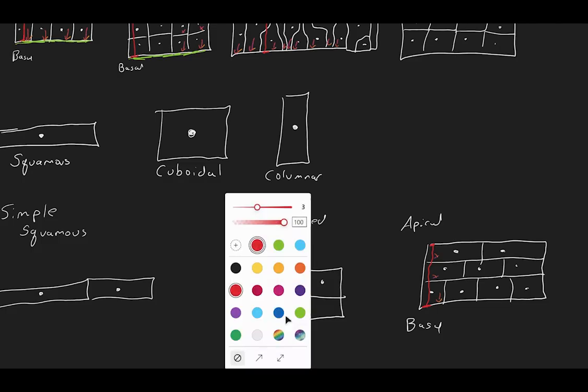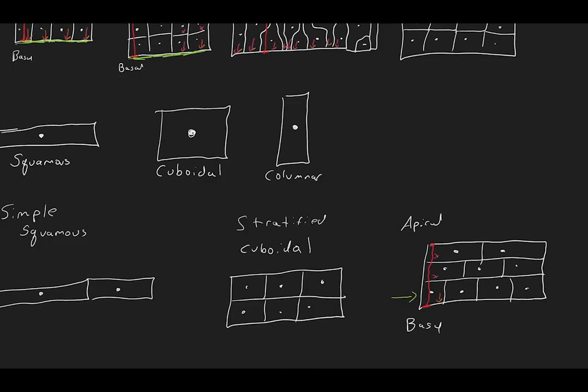Now, if we look at this cell down here, this is a cuboidal cell. But if I look at this cell up here, this is a squamous cell. When we classify our epithelium based off of cell shape, we always use the apical cell layer. So this is a stratified squamous epithelium, because we base it off of the apical cell layer.